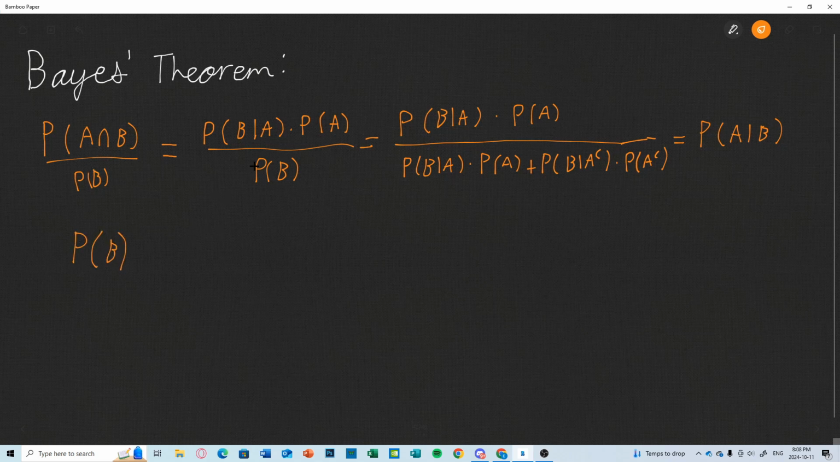Because if you notice, the only thing that changes between our second formula here and our third formula is our denominator. But that's because they actually equal each other. So our probability of B could be the probability of B given A multiplied by A plus the probability of B given A complement multiplied by A complement, which will all give us our probability of B.